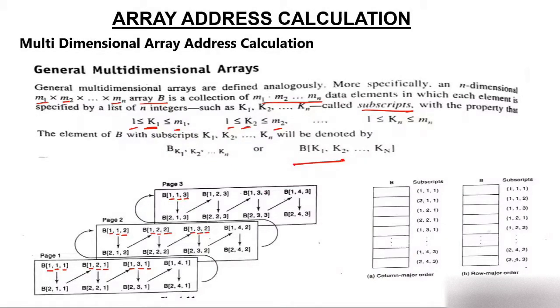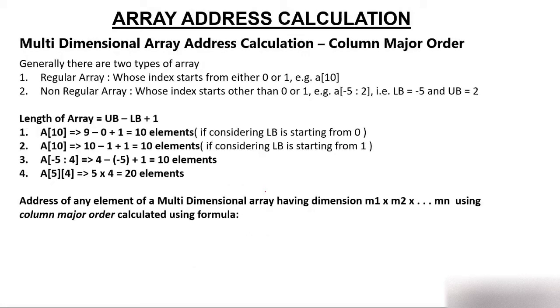Now we'll discuss the same thing, row major and column major, in 3 dimensions. So let's start with something which we have already discussed. Generally there are 2 types of array. We have already discussed in video number 1, that is in 1 dimension.